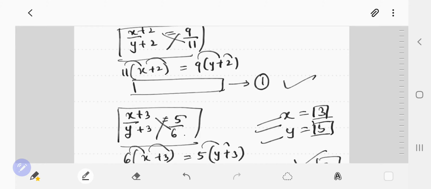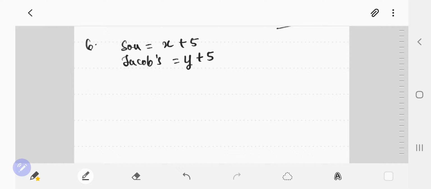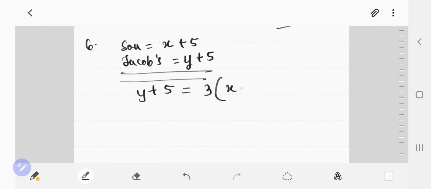Okay, next we have problem number 6, which says 5 years hence the age of Jacob will be 3 times that of his son. So we do not know the son's age, we'll keep it as x. We do not know Jacob's age, so we will keep it as y. And your equation number 1 says that 5 years hence, 5 years hence means after 5 years, after 5 years I will add 5 to both, yes, and the age of Jacob, so y plus 5 will be 3 times the age of his son, so that makes your equation number 1.